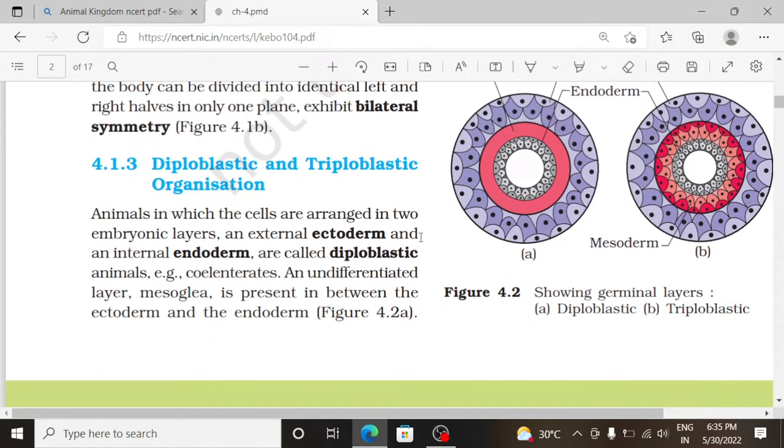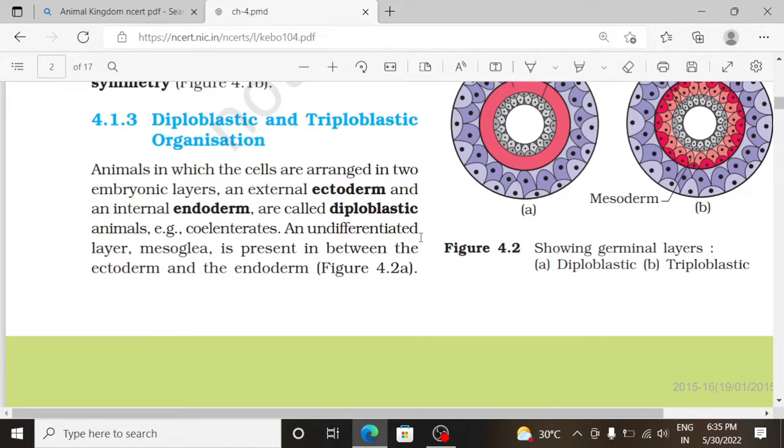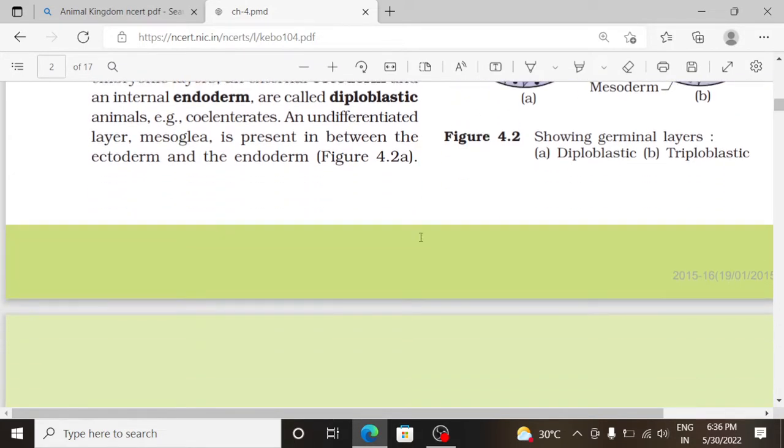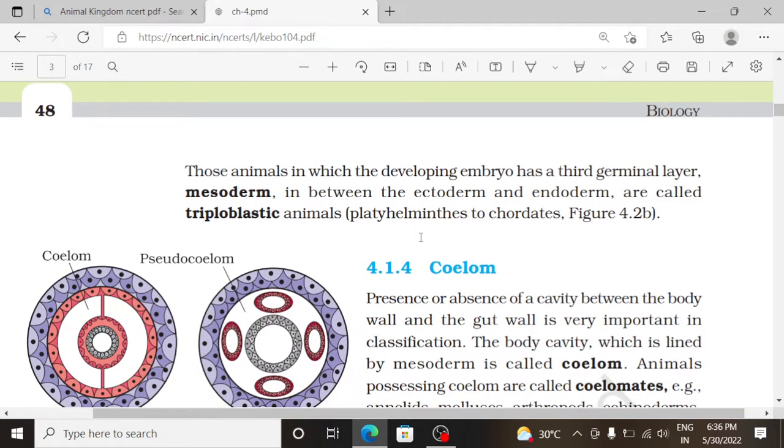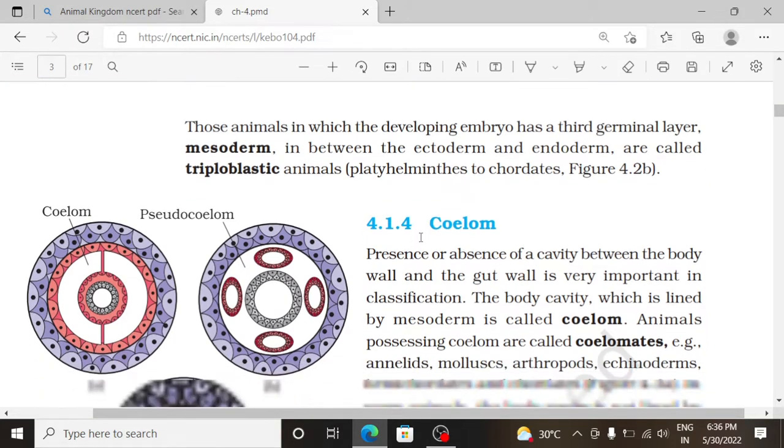Diploblastic and triploblastic organization. Animals in which cells are arranged in two embryonic layers, an external ectoderm and an internal endoderm, are called diploblastic animals. Example, coelenterates. An undifferentiated layer, mesoglea, is present in between the ectoderm and the endoderm. Those animals in which the developing embryo has a third germinal layer, mesoderm, in between the ectoderm and endoderm, are called triploblastic animals. Platyhelminthes to chordates.